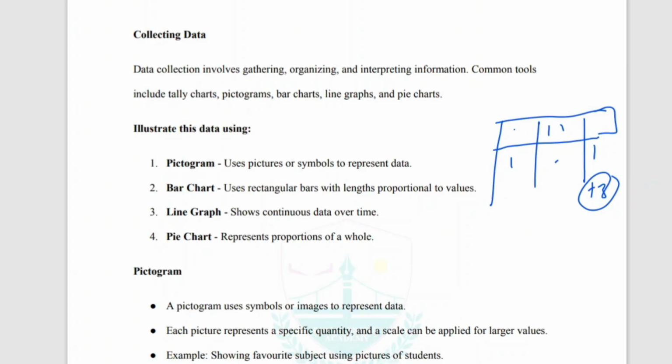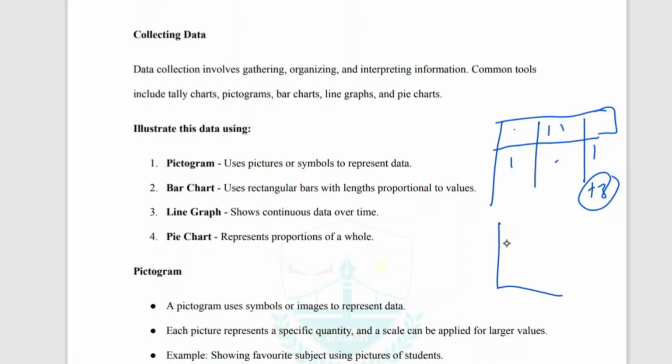We can illustrate the data collected using pictograms. When we talk of pictograms, that's when we use pictures or images to represent certain information, and usually it should be something related. If you're talking about students, the pictures that we use on the pictogram should represent students. You don't talk about students and then bring cows. If you're talking about cows, the picture should depict a cow. If you're talking about cars, the picture should depict a car. If you're talking about balls, the picture should depict a ball.